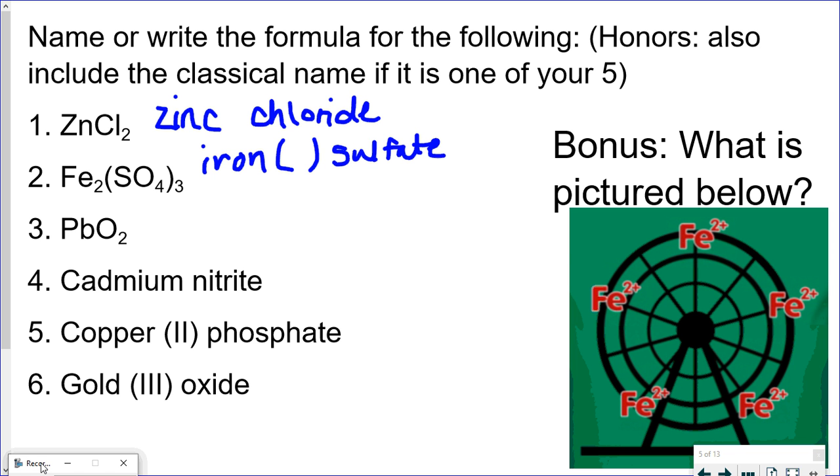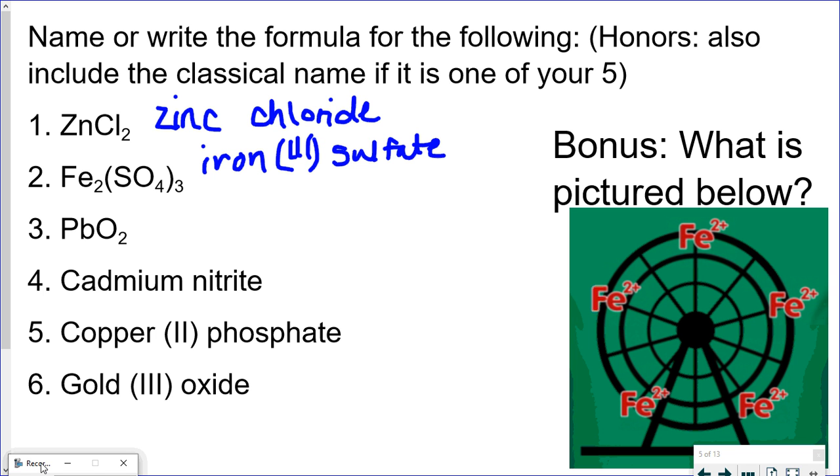So the total for iron has to be a +6. Since there are 2 irons, iron is a +3. This is one of the ones that you can uncrisscross to find the charges. If you're in honors and using the classical name, remember iron 3 is the higher of the 2 charges, so this would be ferric sulfate. Look at number 3. We have PbO2.